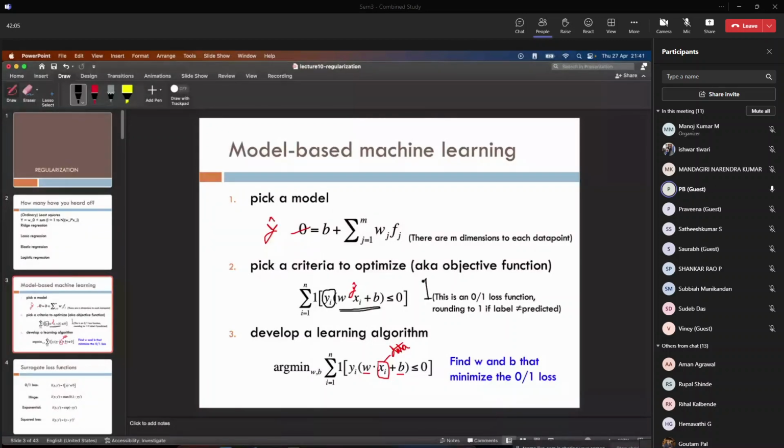Okay, so I have tried to write down here as well. This is a 0 1 loss function, rounding every output to 1 if the label y and the predicted are not equal, and then we will sum it up. So basically we are summing up the errors. If there is no error, there is no point of counting it, and if there is an error, we will count it. If there are 25 errors, it will sum up to 25.